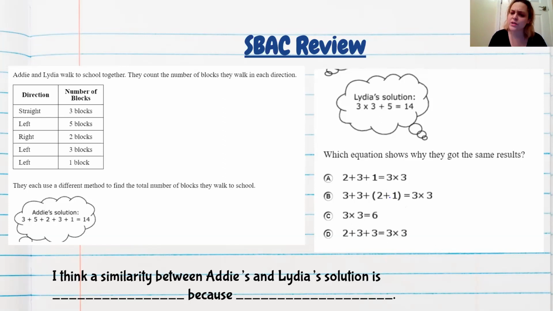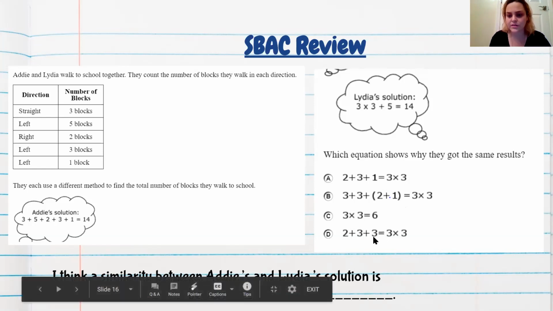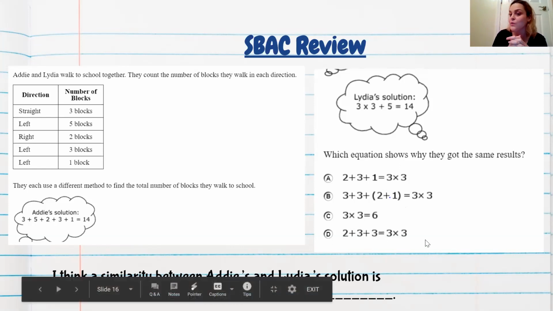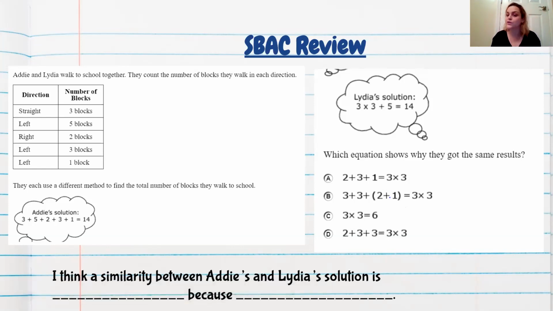Option C, 3 times 3 is 6. So 3 equal groups of 3 is the same as 6. And then option D, 2 plus 3 plus 3 is the same as 3 times 3. So remember, let's add it here. So 3 plus 3 is 6, plus 2 is 8. So 8 is the same as 3 times 3. Now think to yourself which ones I can eliminate, and out loud say it in your home. Like, I think we should eliminate because, and now we're back.